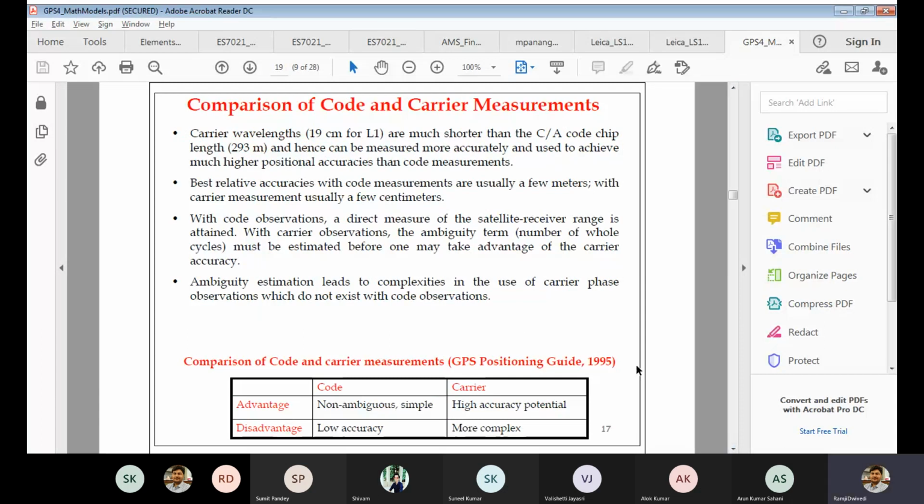Let's do a comparison of code and carrier measurements. Carrier wavelengths, which is 19 centimeters for L1, are much shorter than the CA code chip length of 293 meters, and hence can be measured more accurately. You can understand it like this: we have told you in one of the classes that the range resolution would be 1% of the wavelength. Now 1% of 19 centimeters would be 1.9 mm, and 1% of 293 meters is, sorry, 1% means 2.93 meters, isn't it?